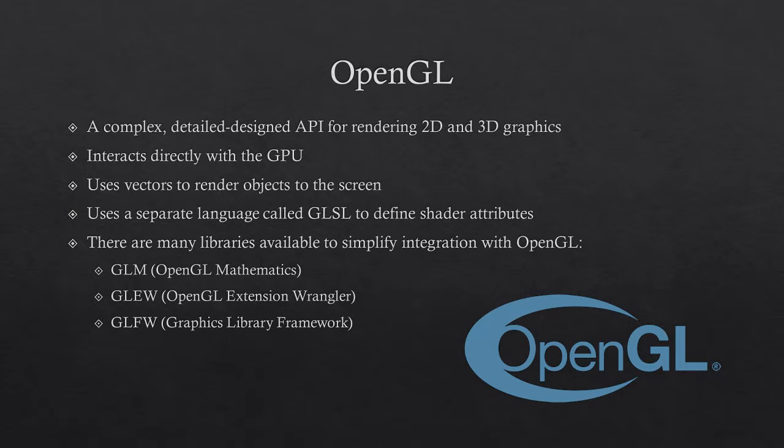OpenGL is a more complex, detailed designed API for rendering 2D and 3D graphics. It interacts directly with your GPU, and it uses vector math and matrices to render these graphics. So it does a lot of pixel manipulation we'll talk about in a minute. It also uses a side language called GLSL, which is to define the shader attributes. And also it has these other libraries that make it easy. These are made by all the people that created OpenGL and also other programmers that made useful libraries, and that's GLM, GLEW, and GLFW, and they are exactly as they sound.